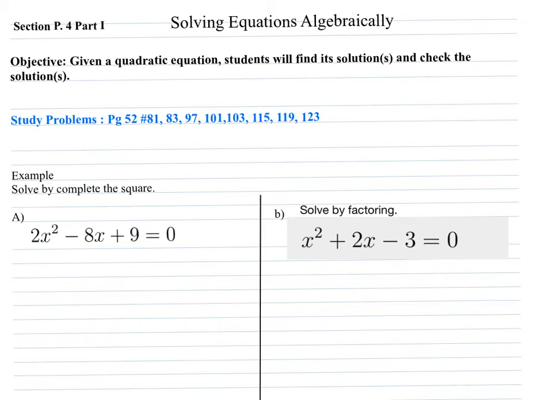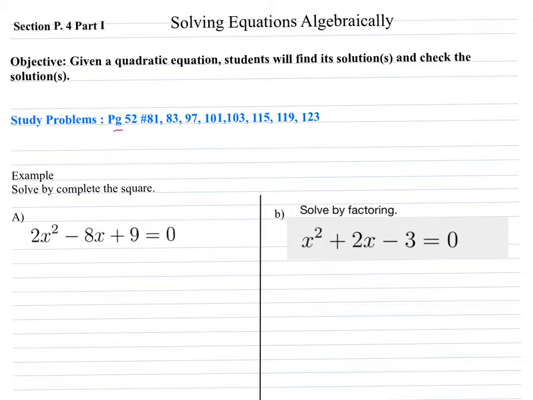So section P4 is going to be cut into different sections. I don't want to overwhelm you guys. So it's going to be about quadratics. Given a quadratic equation, you guys will be able to find the solutions. We're going to find the solutions by completing the square, by factoring, and by quadratic formula. These are all things that you all should know how to do.